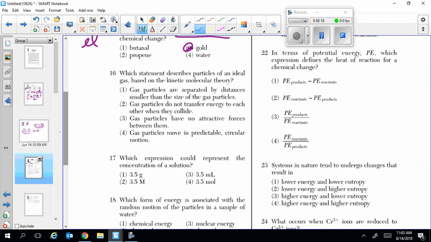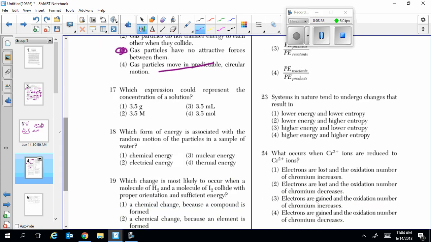Which statement describes particles of an ideal gas? So ideal gas particles want to spread out. They do not move in predictable patterns. Oh, here it is. They have no attraction between them. Gases spread out because there are no attractions.